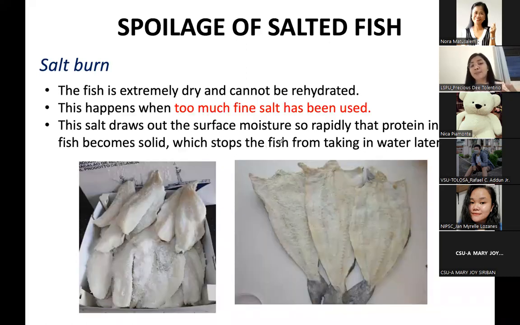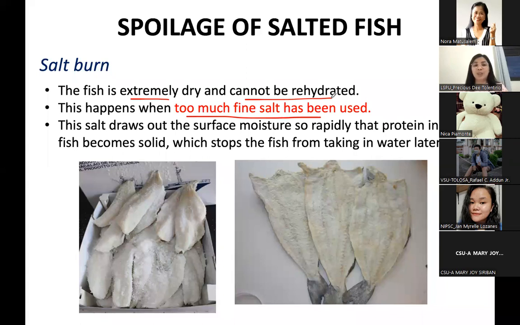And ito pa, the salt burn. Ito yung parang matigas na, kahit ipukpok mo sa lamesa yan, sa sobrang tigas niya. Salt burn happens when you use too much fine salt. Ito yung, instead sana na coarse salt, ilagay mo during catch salting, yung ginamit mo is fine salt. So what happens, na-dry out na yung surface, okay? Nag-dry, extremely dry yung surface and cannot be rehydrated. Sobrang tigas na siya. Yung parang kahit pinrito mo, ang tigas na.